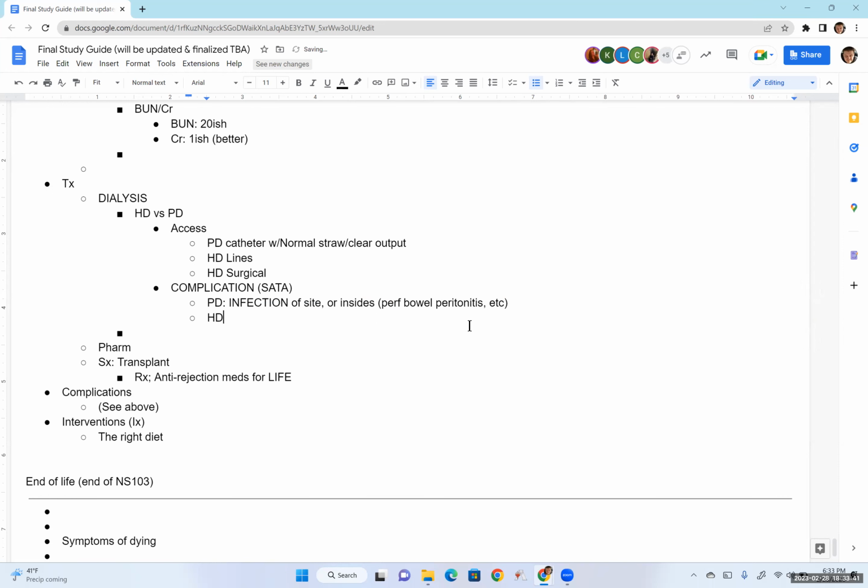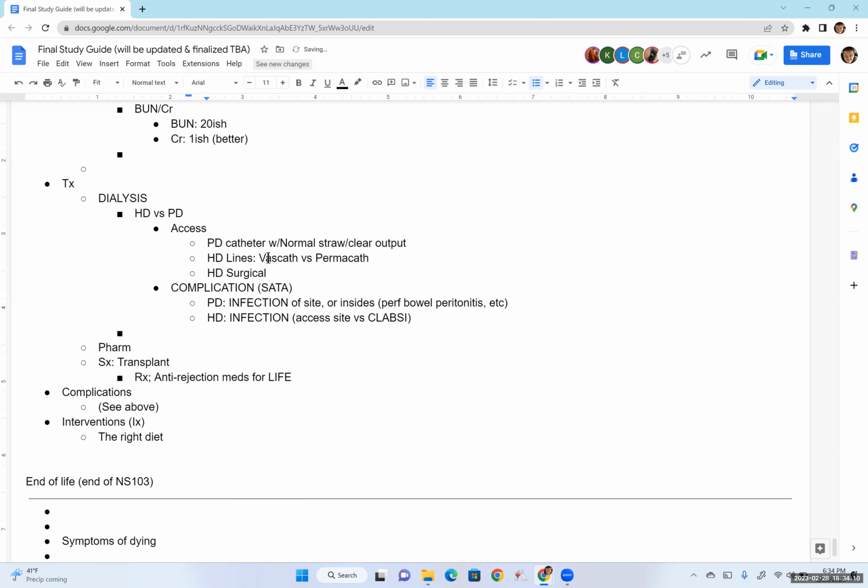Right, and then HD has infection also, right? Infection where? Could be the access site, so it looks red and swollen, like the AV graft, or it could be sepsis, right? Because these are central lines, right? Our HD lines are which kind? We got a temporary one. Which one's temporary? Not the permacath, right? It kind of is temporary.